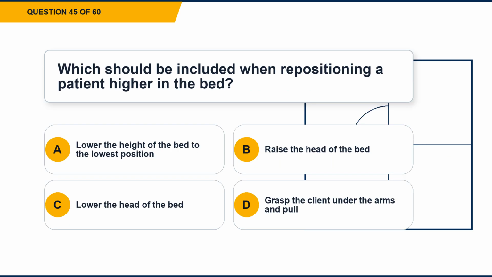Question 45. Which should be included when repositioning a patient higher in the bed? Option A. Lower the height of the bed to the lowest position. Option B. Raise the head of the bed. Option C. Lower the head of the bed. Option D. Grasp the client under the arms and pull.